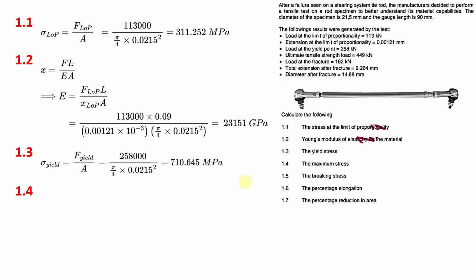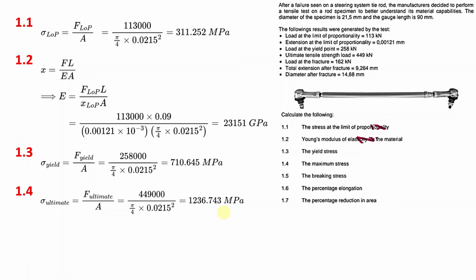For question 1.4, you need to find the maximum stress. The maximum stress is the ultimate stress, and so that is equal to the ultimate load divided by the area. The ultimate tensile strength load is given here as 449. So 449 kilonewtons, of course, you change that to newtons, that gives you 449,000. And you divide that by the area, that gives you the ultimate stress.